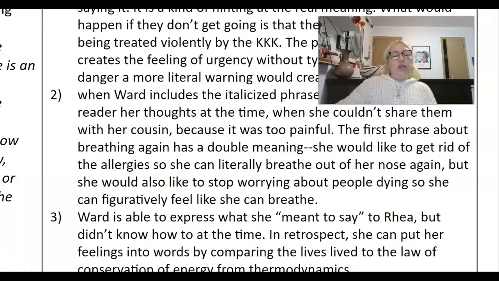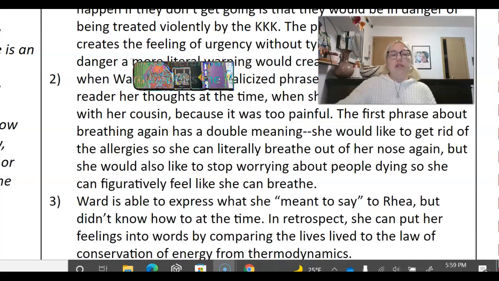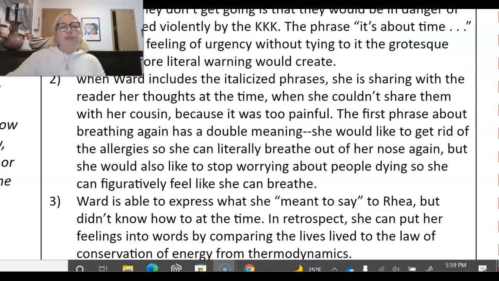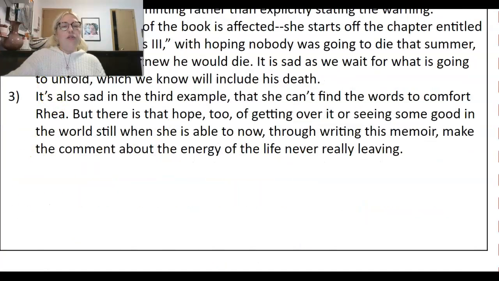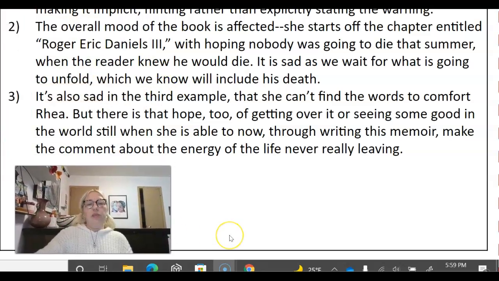For 2 and 3 on the analysis, here's what she's able to come up with. And for 2 and 3 in evaluation, here's what she comes up with.